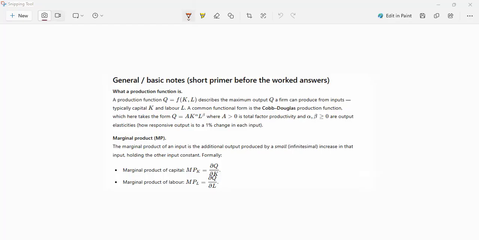Welcome to our session in production theory. As we start our lesson in production theory, let us start by defining what production is.